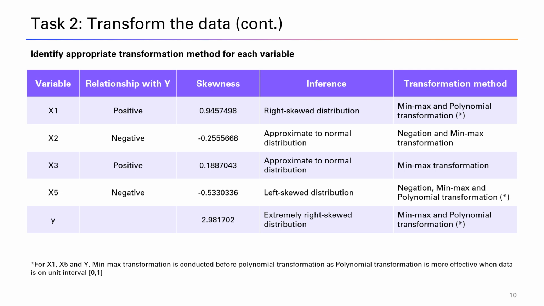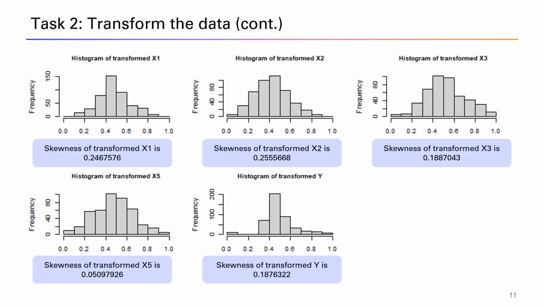polynomial transformation. For x2, I recommend applying a negation transformation followed by min-max scaling because it had a negative correlation with y. For x3, a simple min-max transformation is sufficient as it already follows a near normal distribution. After transformation, the skewness of the variables was significantly reduced, improving their distributions and thus minimizing bias in modeling.